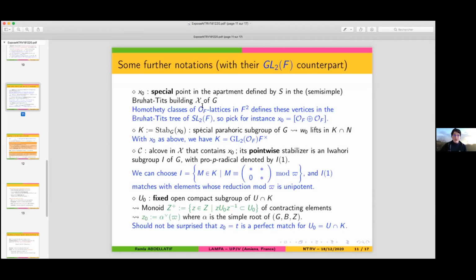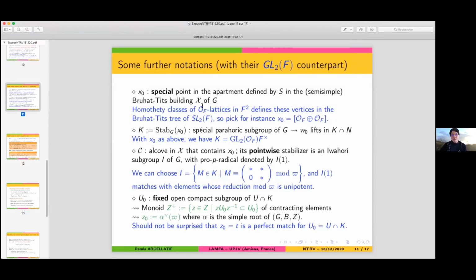Now we have to replace the pro-p-Iwahori subgroup. How do you do that? Well, you just come back to the definition of Iwahori subgroups. You fix an alcove in X that contains the special point you fixed. Really you fix all the points of the alcove, not just the global stabilizer, and this will be an Iwahori subgroup of G. Let's call it I. I won't use I, but I just say it.